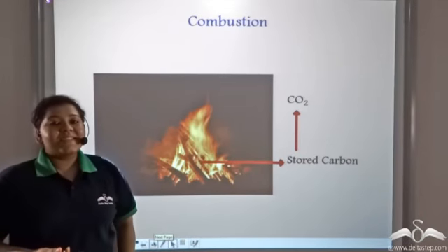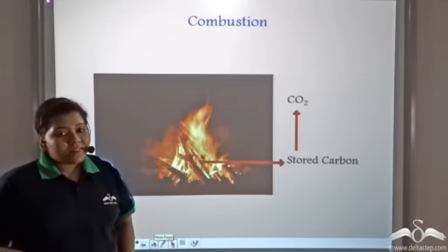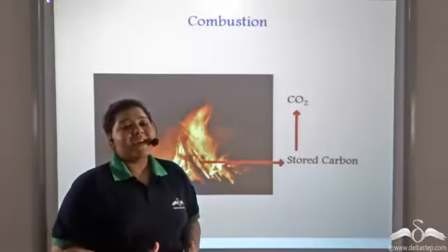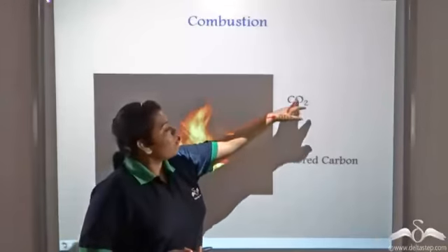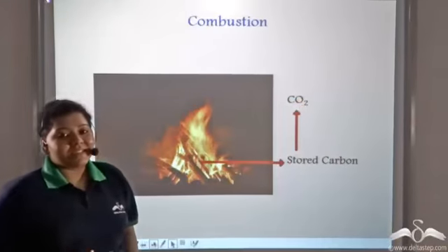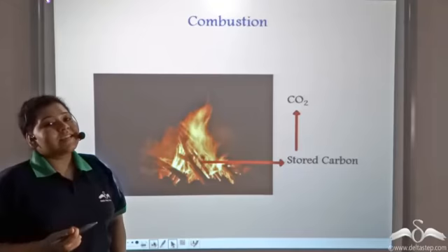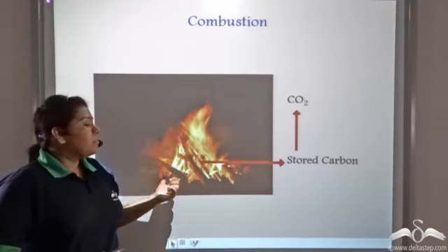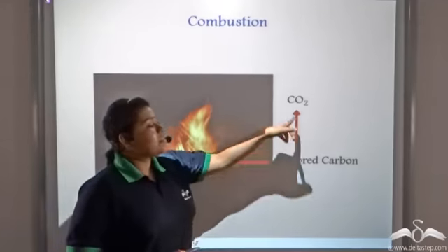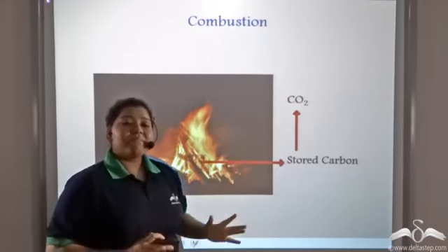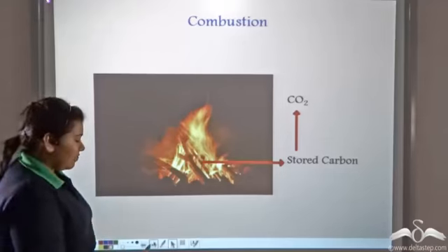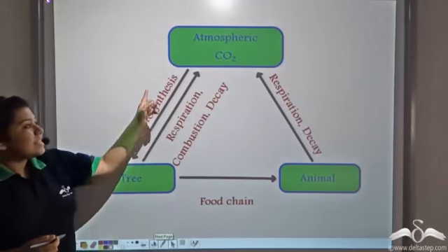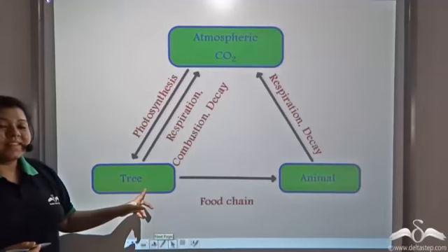Fossil fuels such as wood or coal, when burnt, the stored carbon gets oxidized to form atmospheric carbon dioxide. This burning is known as combustion. So combustion of fossil fuels liberates carbon dioxide back to the atmosphere. So this is the entire carbon cycle.